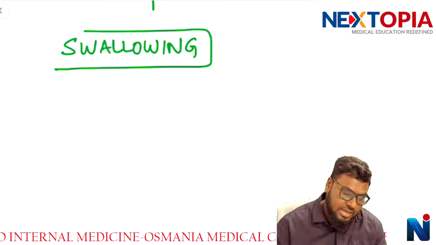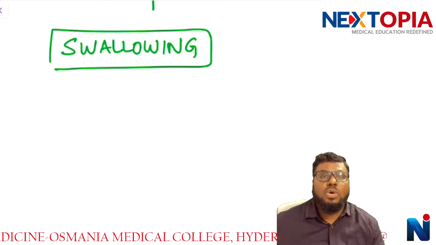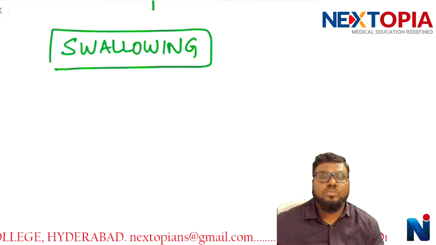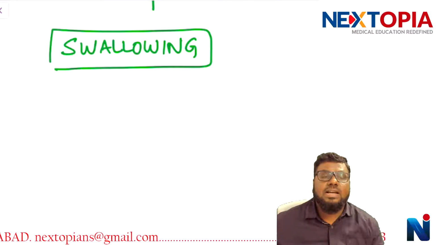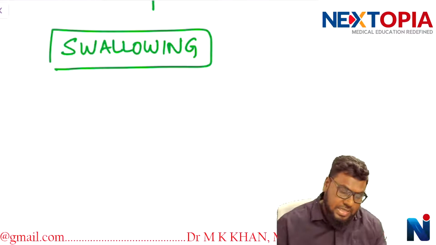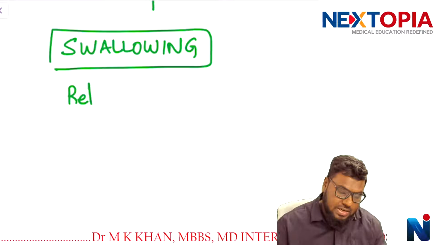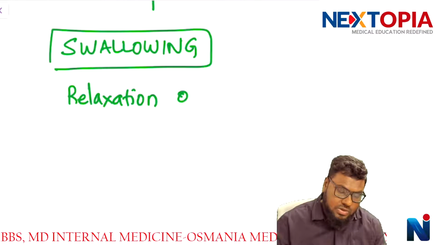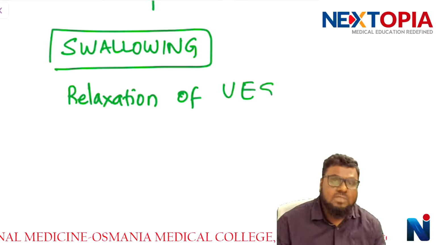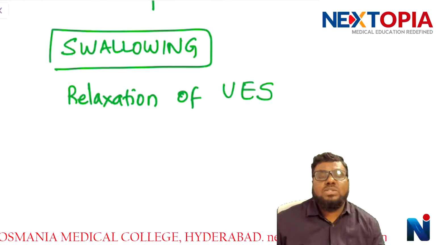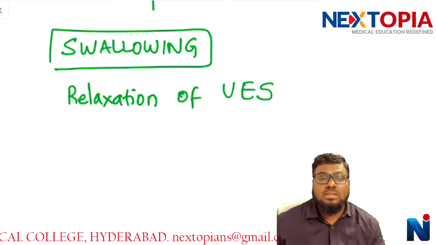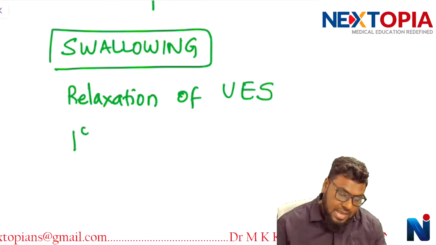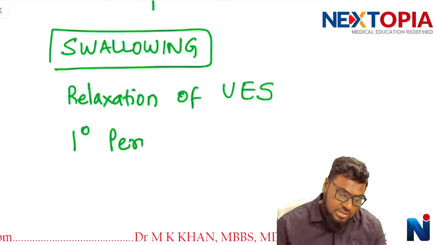Right? Let us try to understand the swallowing reflex. What are the events that occur in swallowing? First, there is relaxation of the upper esophageal sphincter. Whenever you try to swallow, first what happens? Relaxation of the upper esophageal sphincter. The upper esophageal sphincter is made of skeletal muscle. Alright? Here the primary peristaltic wave starts.